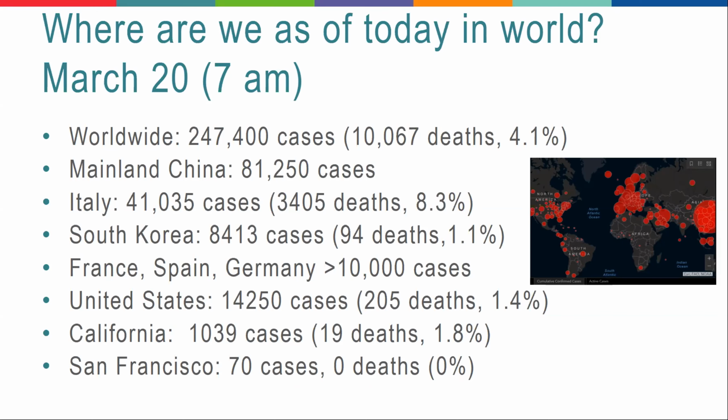Spain's up to 18,000. So when I mean greater than 10,000, I mean, sometimes more. France is closer to that. United States, as of this morning, 14,250 cases, 205 deaths. That's 1.4% as a case fatality rate. In California, we have 1,039 cases. These are artificial, you have to test to know if there's a case. So these are artificial denominators, but this is where we are. 19 deaths, 1.8%. And in San Francisco, 70 cases, 0 deaths.